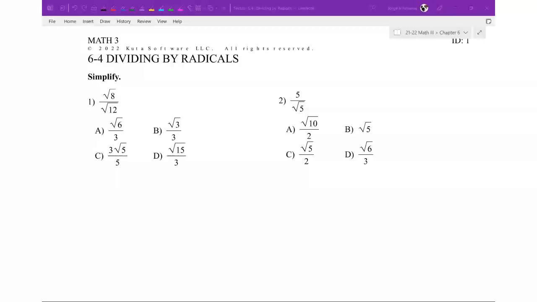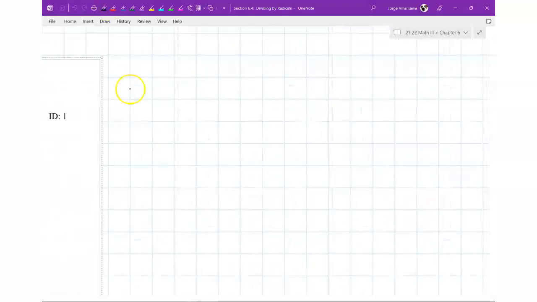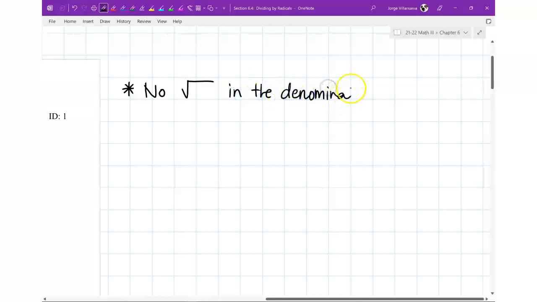So a couple of notes before we get started. First thing you guys need to know: no square root in the denominator. You can't have square roots in the denominator. So what do we do if we do have a square root in the denominator? Well, sometimes you can just simplify it and it'll go away. Other times it won't. So let me give you an example of what I'm talking about.